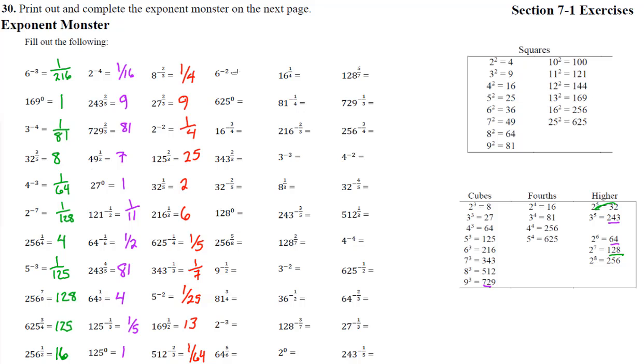6 to the negative 2 power. So we are squaring 6, which is 36. And the negative means it's a fraction, puts it on the bottom. 625 to the 0 power, that is 1.